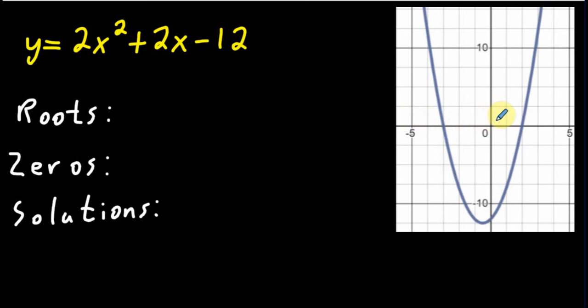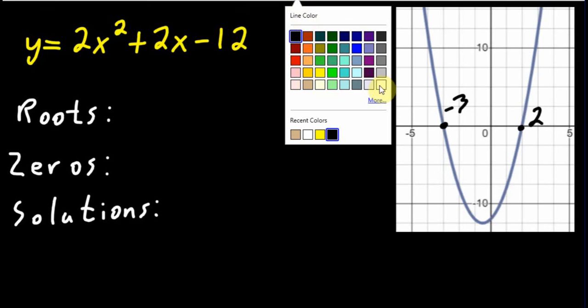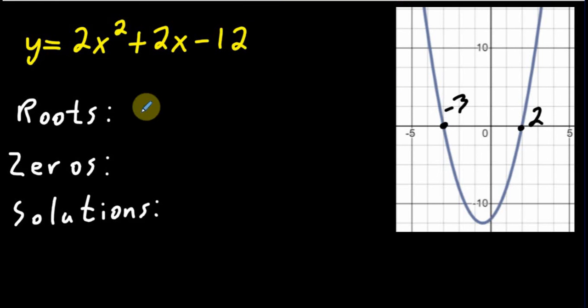So let's come over here. Let's see where our curve hits the x-axis. Looks like right here. Again, about right here. That one looks like it hits around 2. 1, 2, 3. This hits at around -3. So your roots are, oh, got to change the color. Can't see that. Okay, so the roots are going to be -3 and 2. The zeros are, you guessed it, -3 and 2.